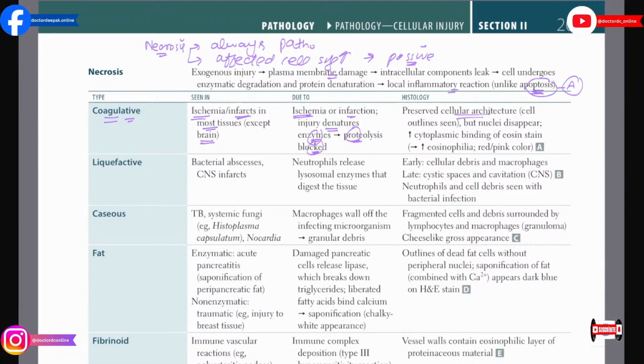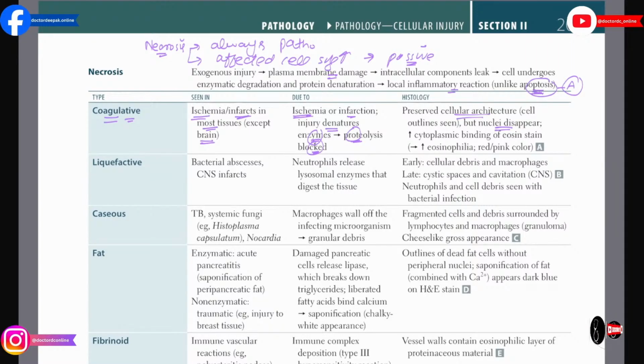Please keep in mind, but the nucleus will disappear because I already told you what is a hallmark of necrosis, or what is a hallmark of cell death. It is the loss of nucleus. So the nucleus has to disappear, but in coagulative necrosis, the cell architecture is preserved. How is it preserved? Because the proteolysis is blocked. Why is the proteolysis blocked? Because the enzymes are denatured, and when the enzyme becomes denatured, it is unable to perform proteolysis. It is unable to break down the protein. You have to keep in mind.